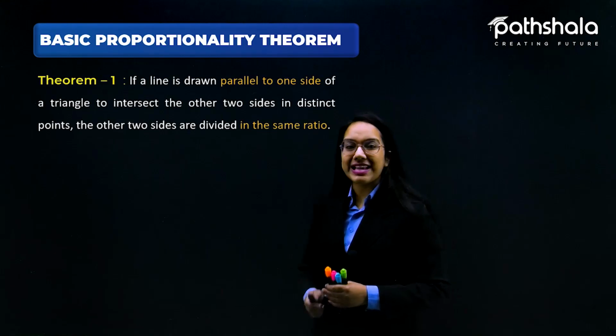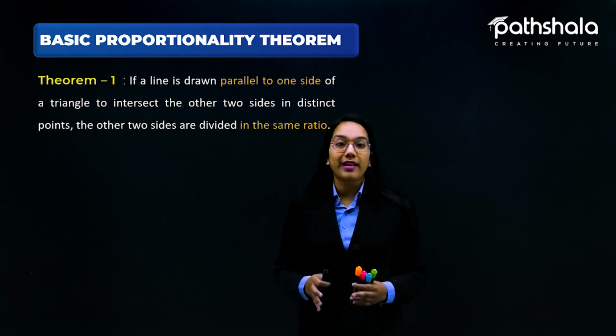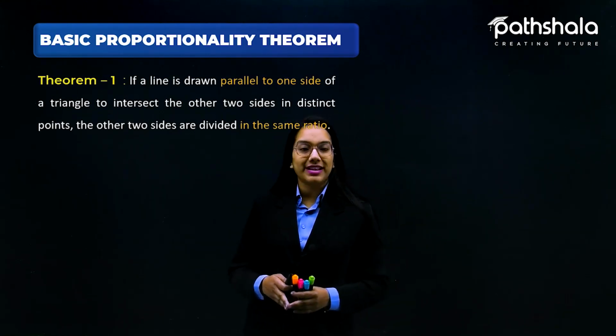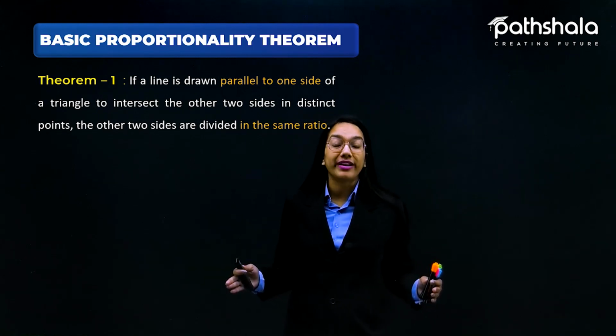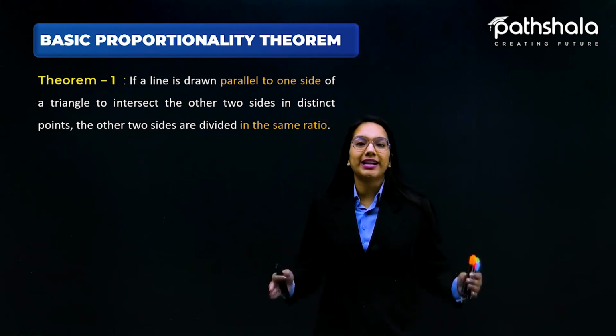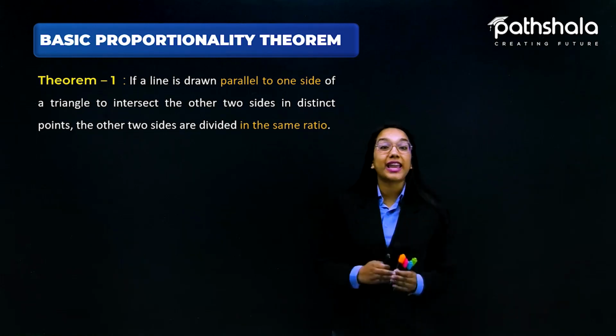The theorem says that if a line is drawn parallel to one side of a triangle to intersect the other two sides at distinct points, then the other two sides are divided in the same ratio.